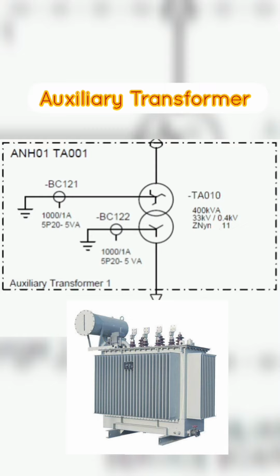The auxiliary transformer is typically connected to the high voltage side of the main power transformer, and it steps down the voltage to a lower level that is suitable for powering the auxiliary equipment. The transformer is typically designed to operate at a frequency of 50 or 60 Hz, depending on the specific requirements of the substation. The design and specifications of an auxiliary transformer will vary depending on the specific needs of the substation. Factors such as the size of the substation, the types of equipment being powered, and the available power supply will all influence the design of the transformer.